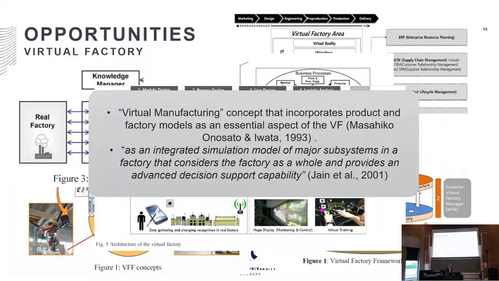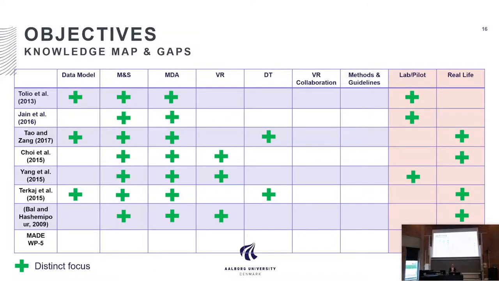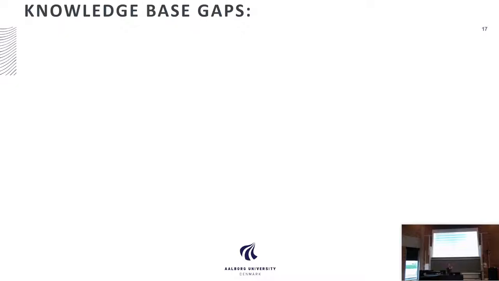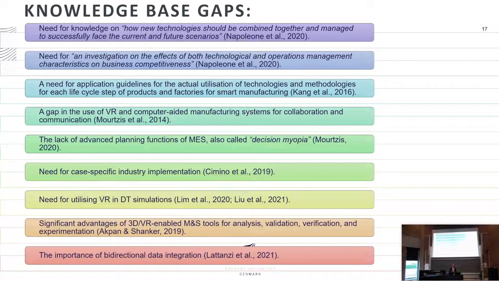So when I map them, we see all the research actually looks different, with distinct perspectives on virtual factories and different technologies. Some are pilot works or lab works, some were actual cases. The idea was: why don't we bring these different technologies together, put this solution into an actual real-life case, and explore what kind of usefulness we can capture from this? So we find various needs and gaps from the literature that we can address with this work.